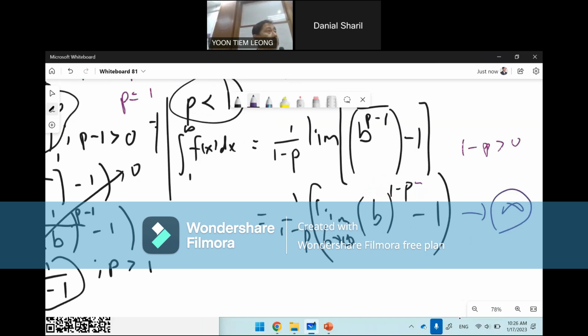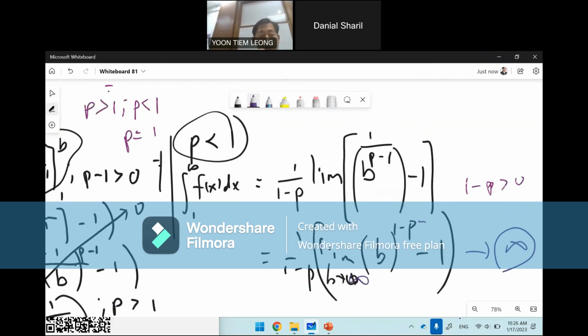Whatever number it is is not important, but we know that it's going to blow up to infinity when b is taken to infinity. Therefore, the conclusion for this case, according to the integral test, is that the p series is infinity. So we have just proven that the p series would converge if p is larger than 1, and if p is less than 1, then the p series is going to blow up.